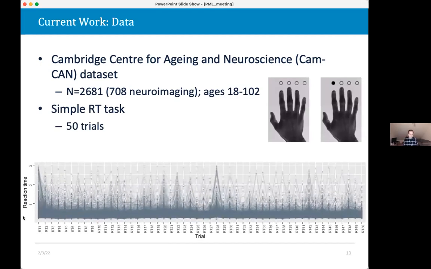And you can see that there's a reasonably pronounced floor effect. You just can't respond infinitely faster, but then there's dispersion. And there's individual variability in where people are on a given trial. So this is just the raw data being plotted here. We haven't imposed any sort of model to it.